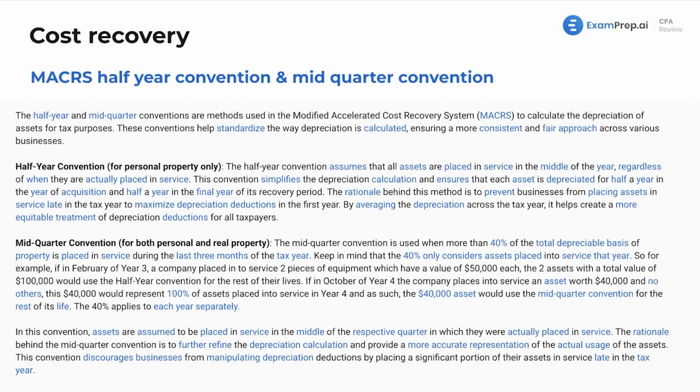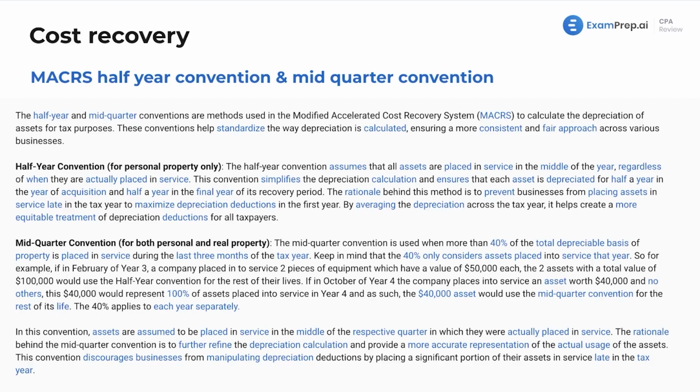For example, finally getting to my examples here. If in February of year 3, a company placed into service 2 pieces of equipment which have a value of $50,000 each, the 2 assets with a total value of $100,000 would use the half-year convention for the rest of their lives. Because, well, we saw that 100% was placed into service in the beginning of the year.